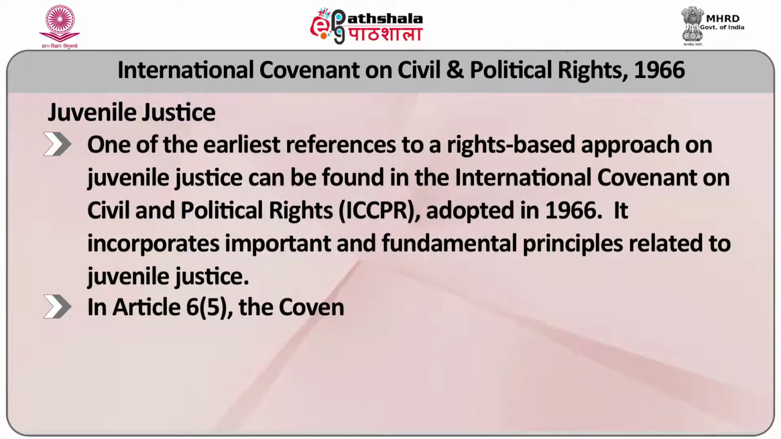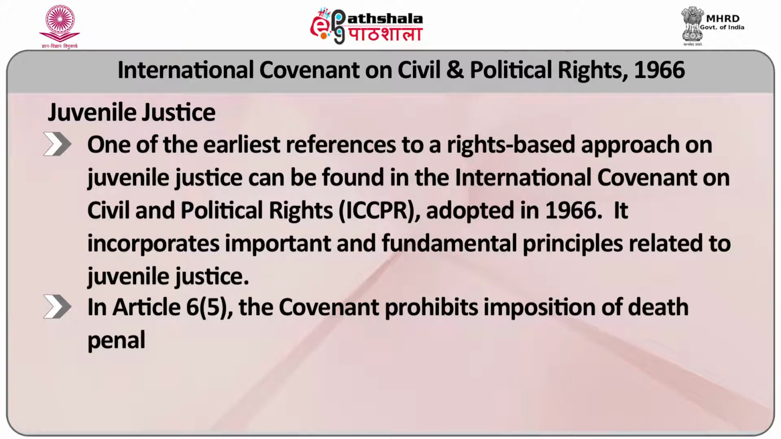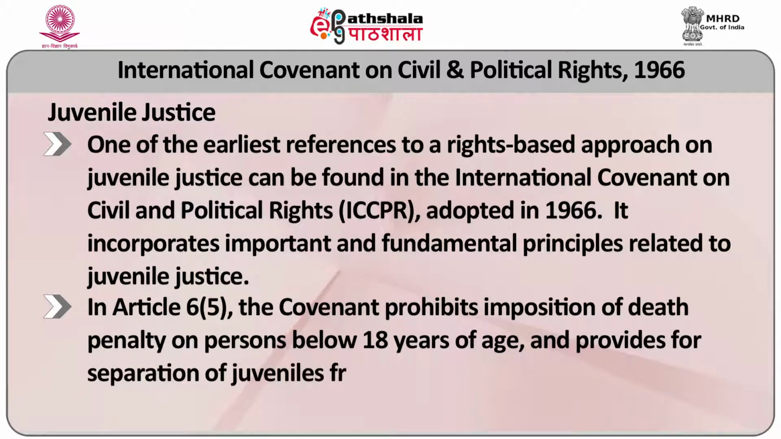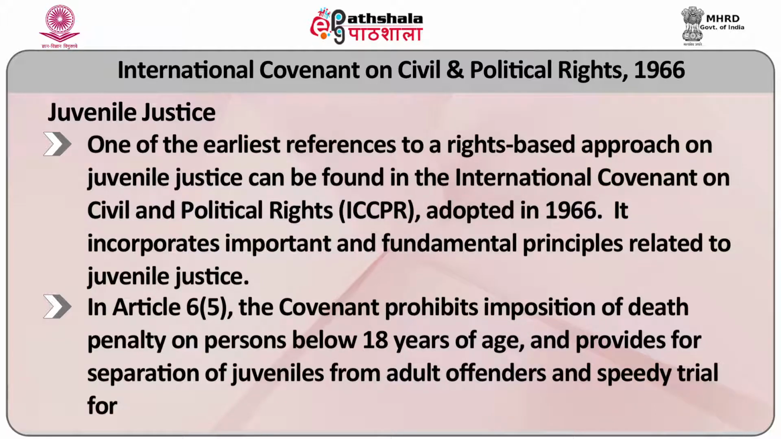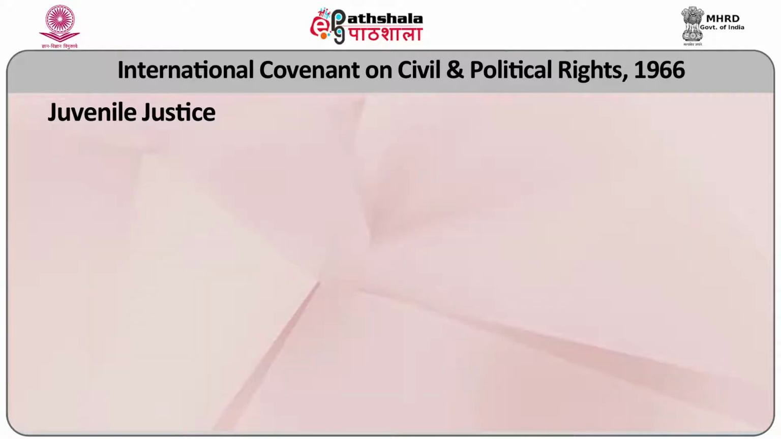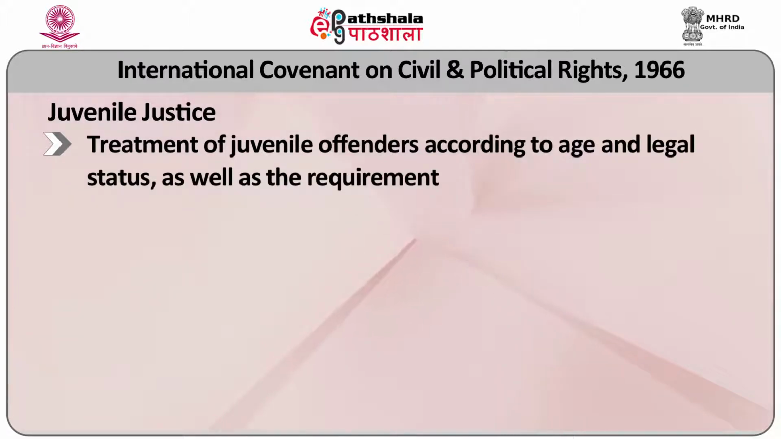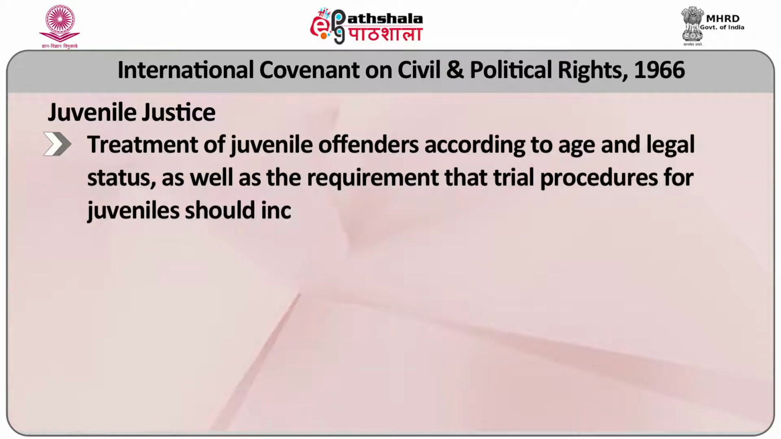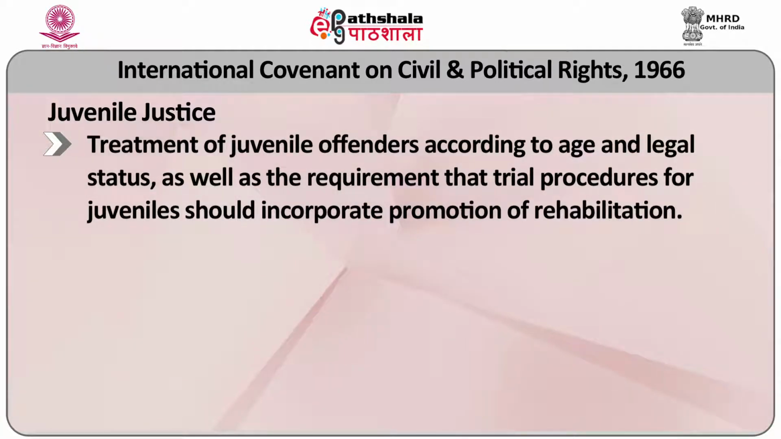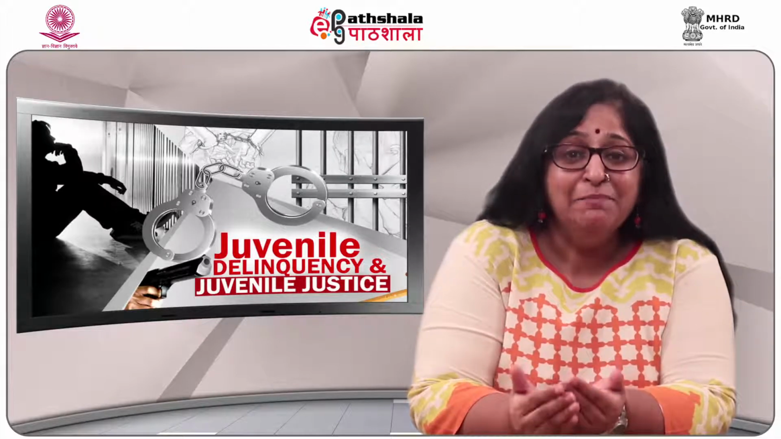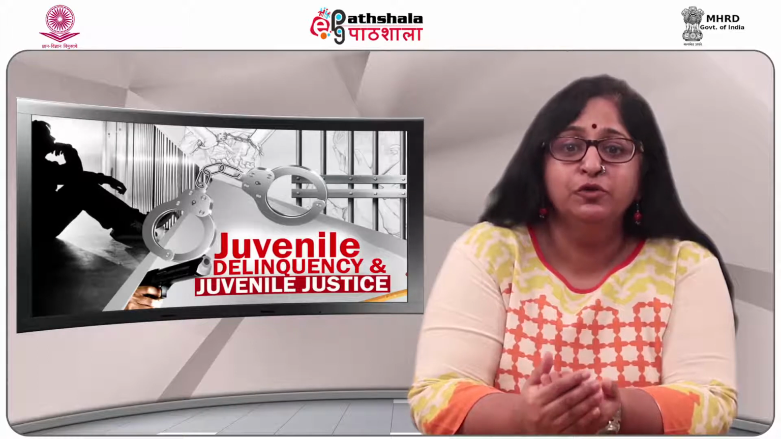In Article 6, Subclause 5, for example, the covenant prohibits imposition of death penalty on persons below 18 years of age and provides for separation of juveniles from adult offenders, as well as speedy trial for juveniles, treatment of juvenile offenders according to age and legal status, as well as the requirement that trial procedures for juveniles should incorporate promotion of rehabilitation.